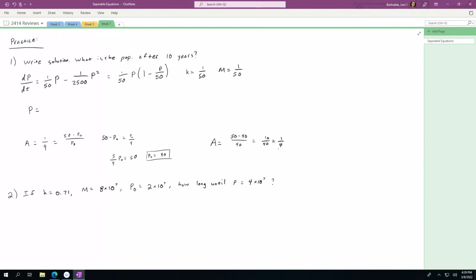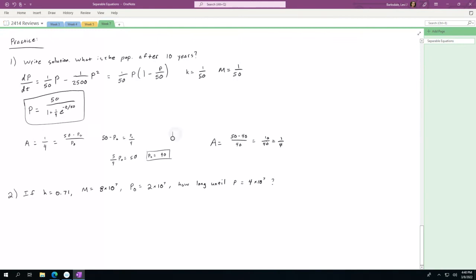Which would give us a population equation of P equals our max pop, 50, over 1 plus A, so 1/4, e to the negative kt. So here our k is 1 over 50, so e to the negative t over 50. That is our population equation.